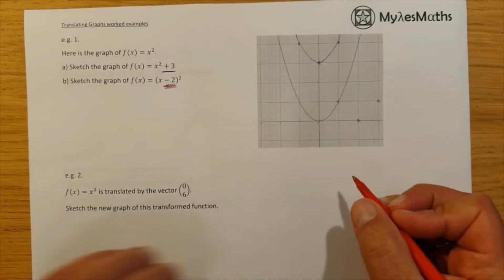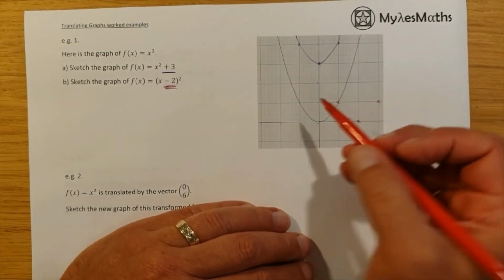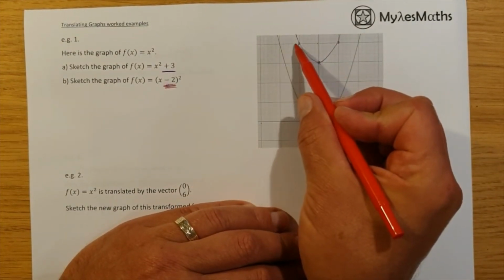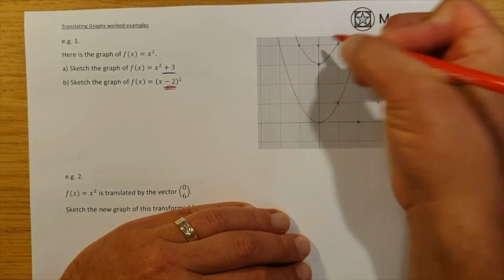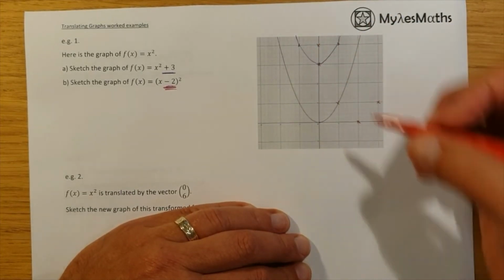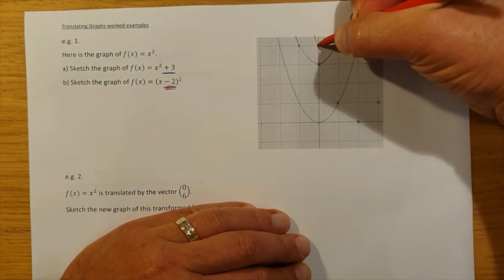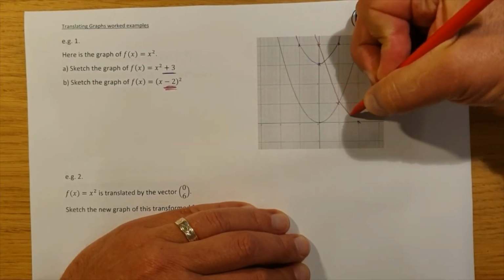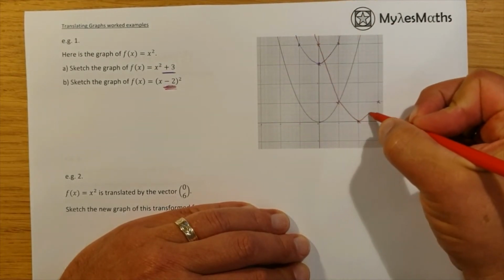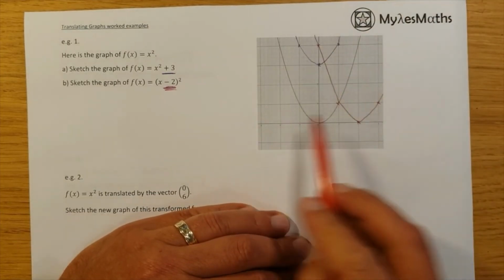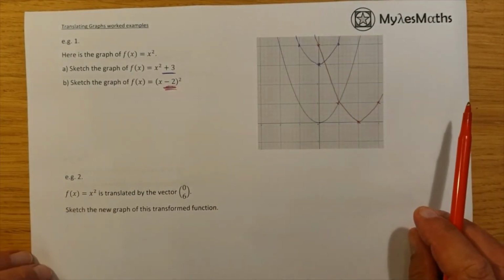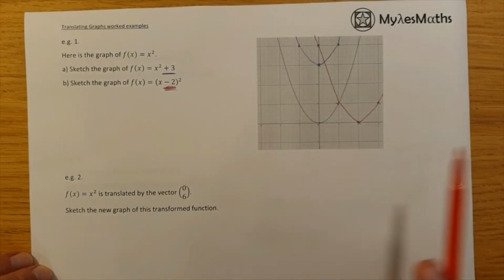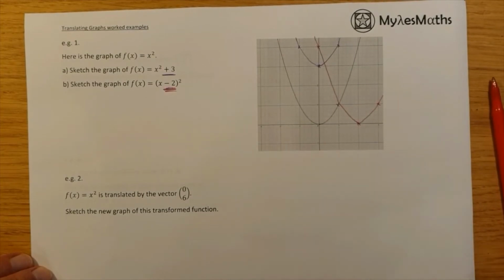Are there any other points that I might get onto my curve? This point here will end up 1, 2 places to the right. Obviously this point's going to run off the side of the graph, but I can now see that this would look something like that, and we can see the parabola has moved 2 places to the right. Easy as that, not a problem.